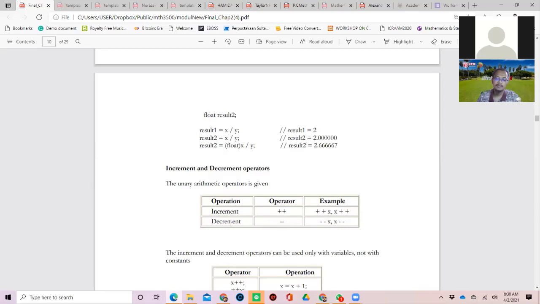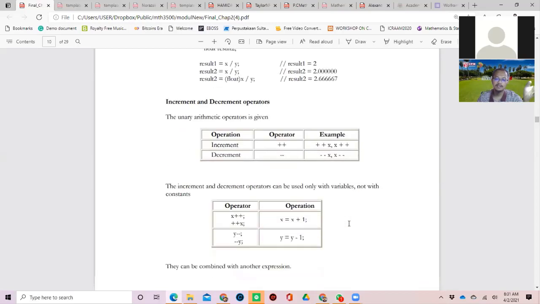Also we have a decrement operator, minus minus, so double minus instead of single minus. Single minus is the normal operator for subtraction. If we put a double minus in C, it is considered a decrement. For example here, minus minus x or x minus minus. They have different results for minus minus x and x minus minus. Later we will discuss this in the examples.